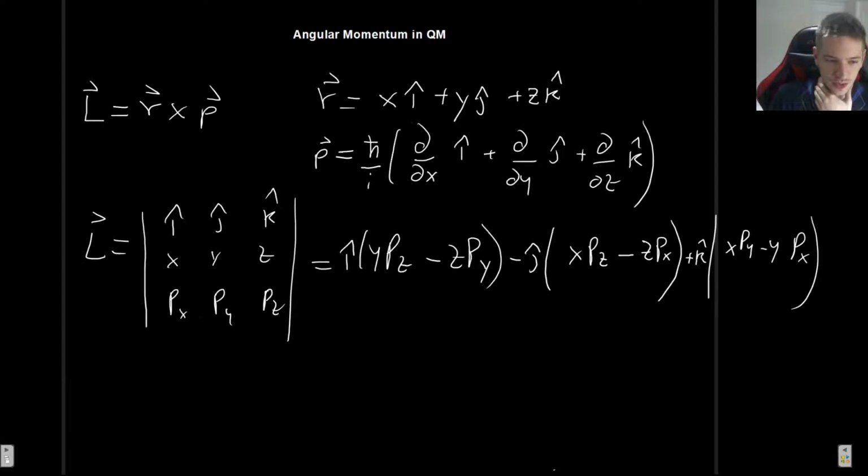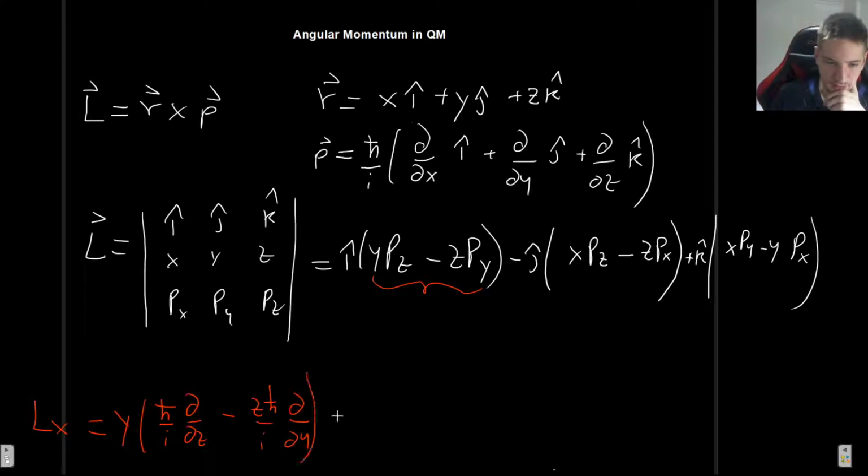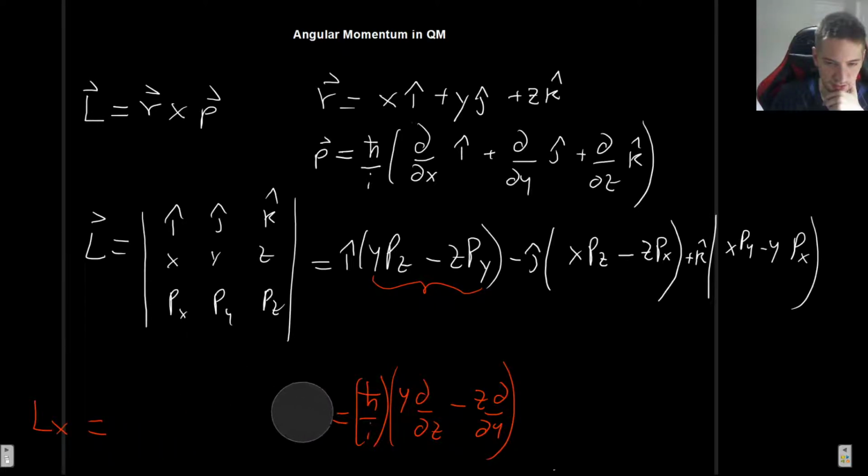So let us write down each one of these angular momentum components explicitly. Let's call this Lx. It's going to be y, then we have h bar over i d/dz, minus z h bar over i d/dy. So let's factor out the h bar over i. We get y d/dz minus z d/dy. So this is going to be the angular momentum in the x direction.